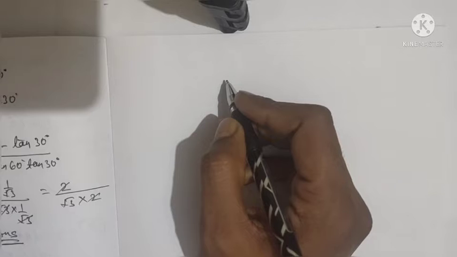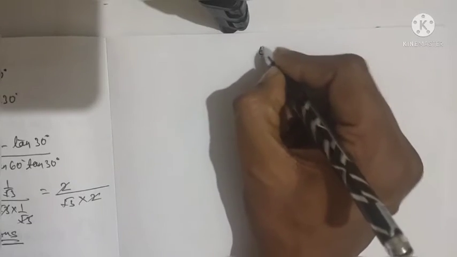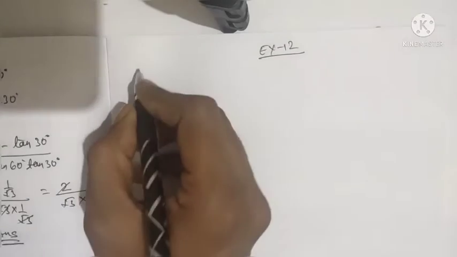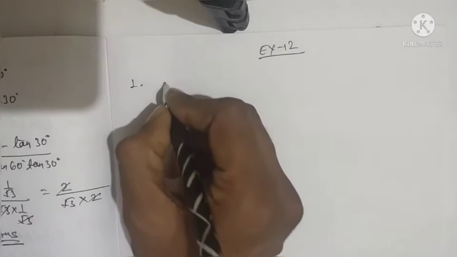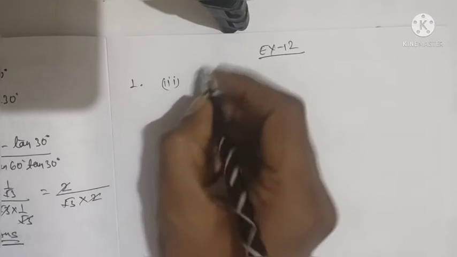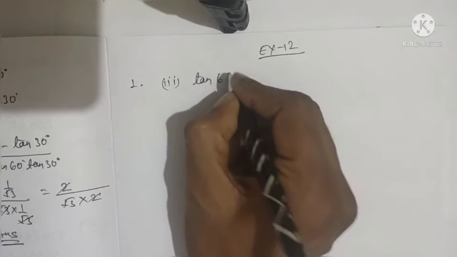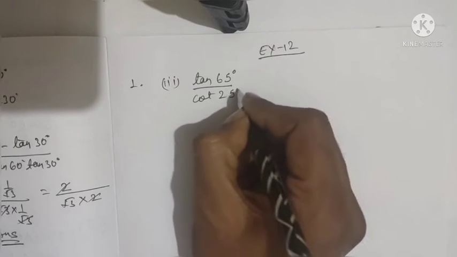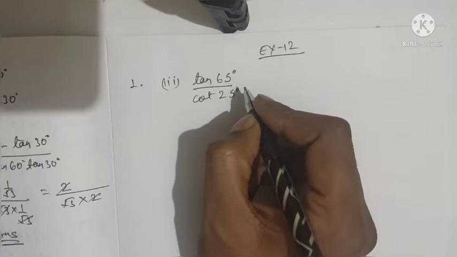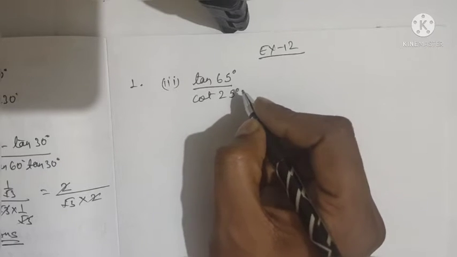In this particular video, we are going to continue the trigonometry series, and today we are going to solve exercise 12 of R.S. Agarwal. Now question number 1 is, without using trigonometric table, we have to evaluate and find the value of the given questions. So question 1, part 3 is tan 65 degree upon cot 25 degree, and it is given that this question also came in CBSE 2019, so we are going to solve it.